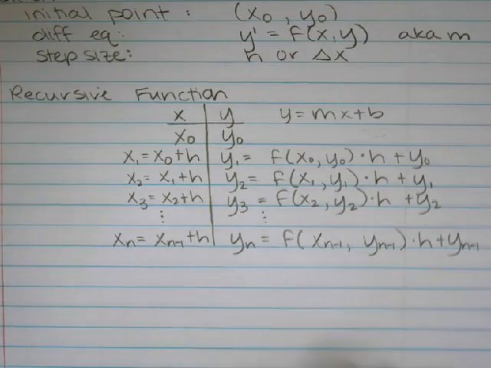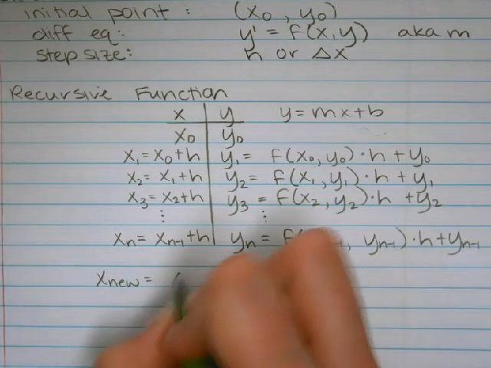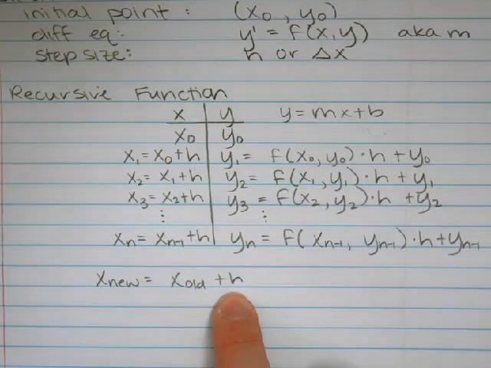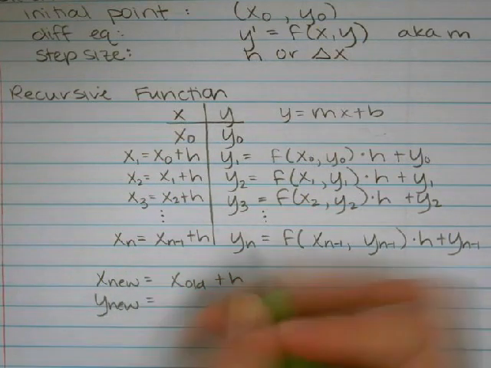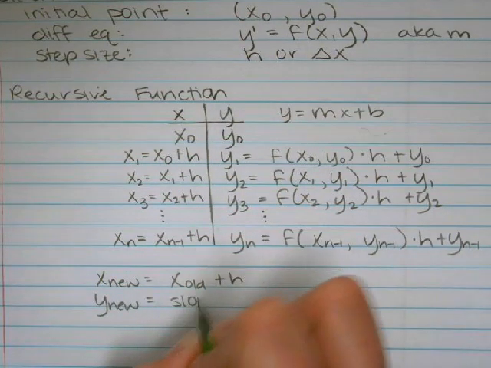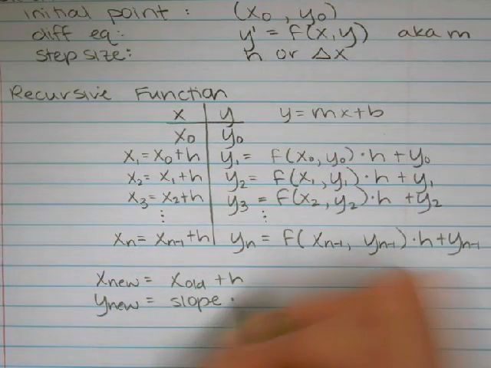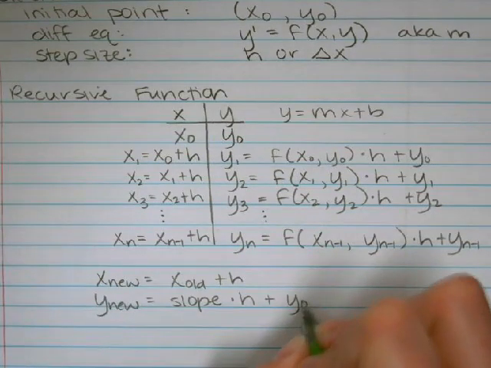Okay, so the way the new x coordinate is found is you take the old x coordinate and you add the change in x to it. The way you find the new y coordinate is you take the slope as determined by the differential equation and you multiply that by the change in the x value and you add the old y value.